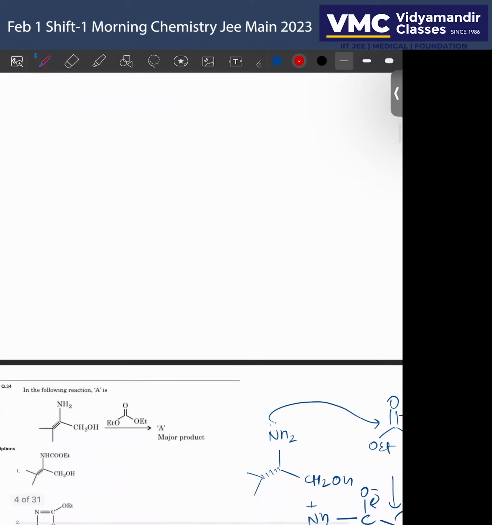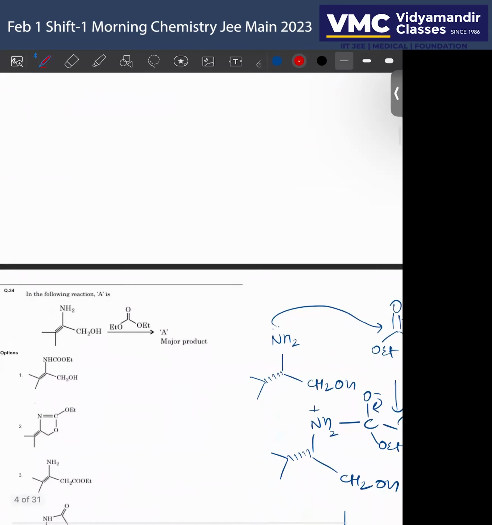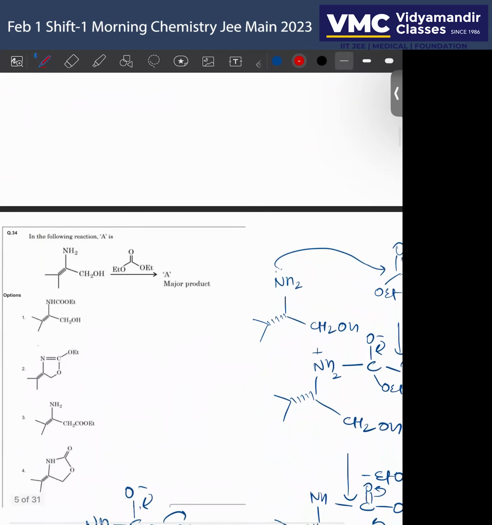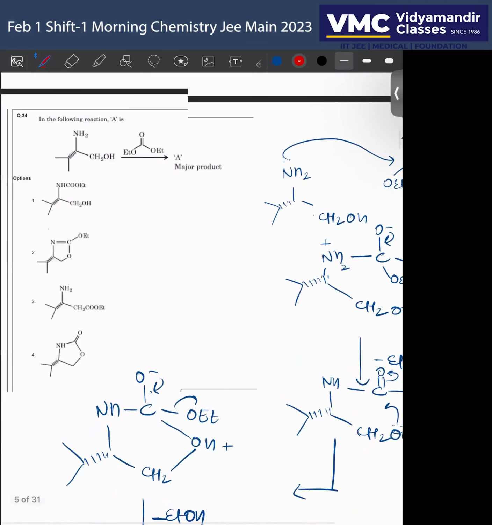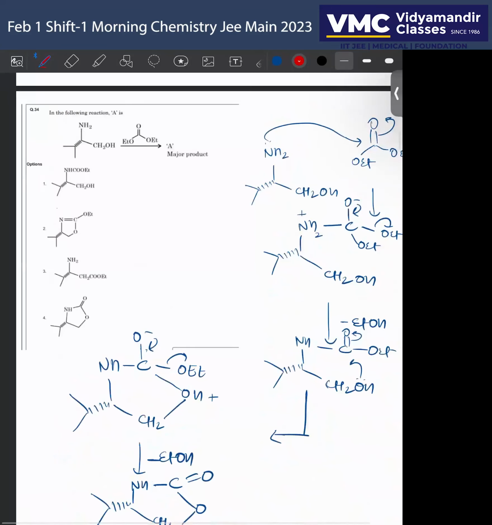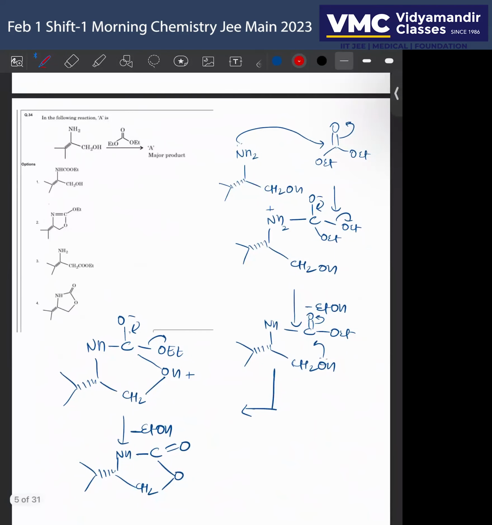Moving on to the next question. The next question is question number 34. Here you'll see that a reaction is being followed. The reaction will go like this. The lone pair of NH2 will attack the carbonyl carbon. It will add there, leaving the OEt in form of EtOH.